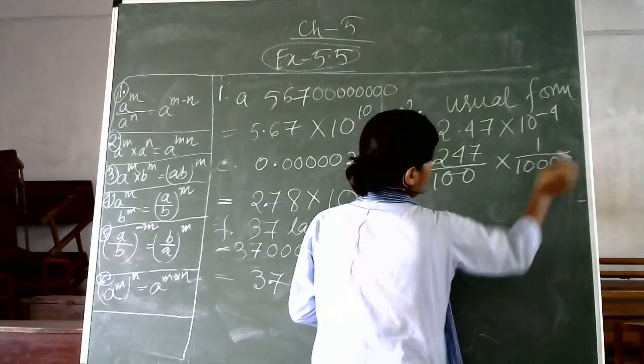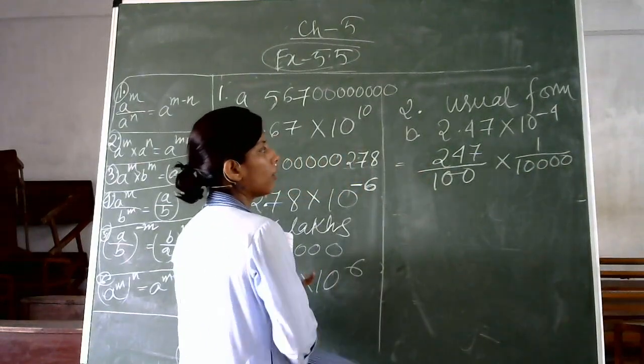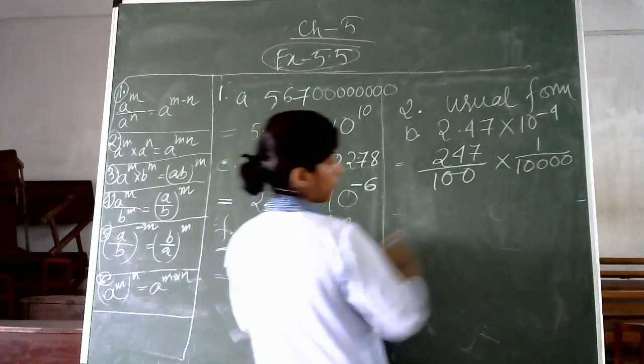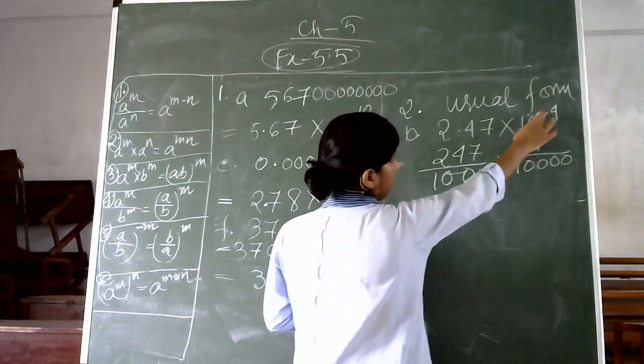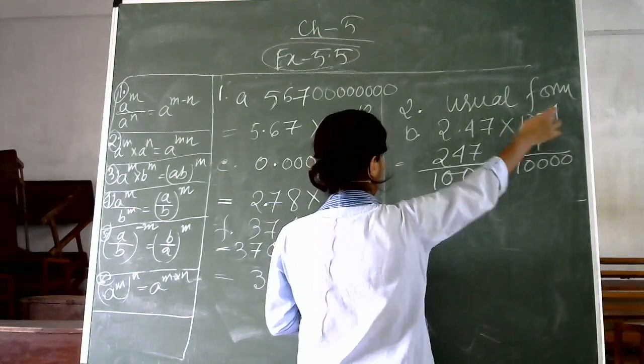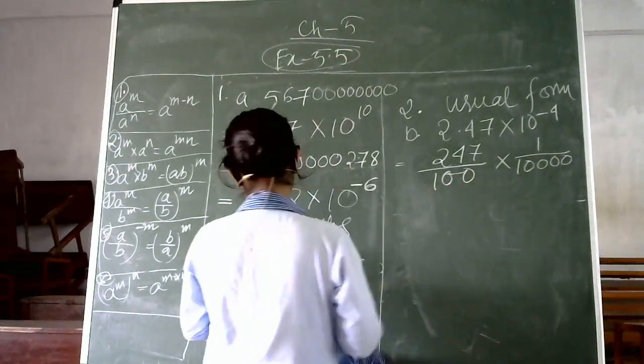So 1, 2, 3, 4. So how many zeros over here? 4 zeros. Why did I write it in the denominator? Because of this negative power. Because of this negative power, we are writing it in the denominator.